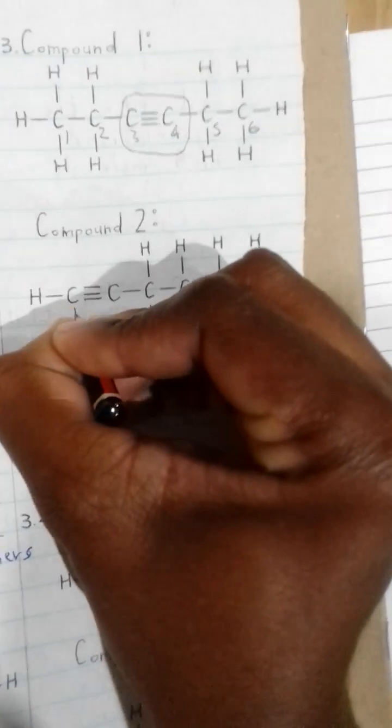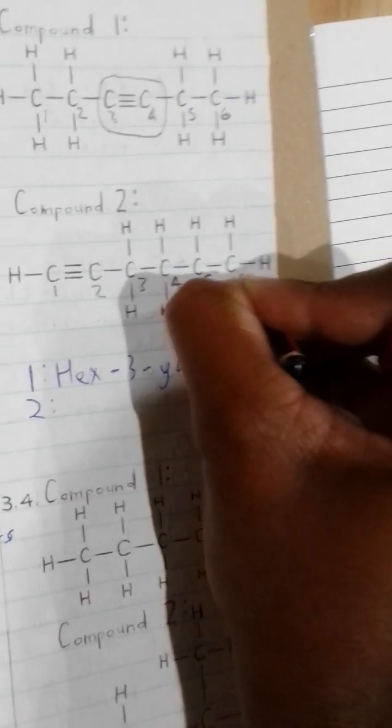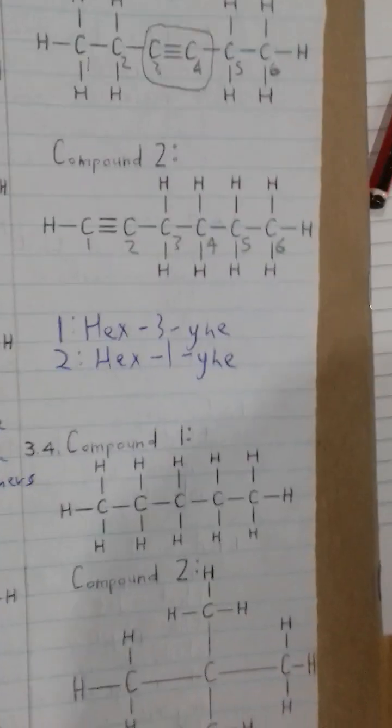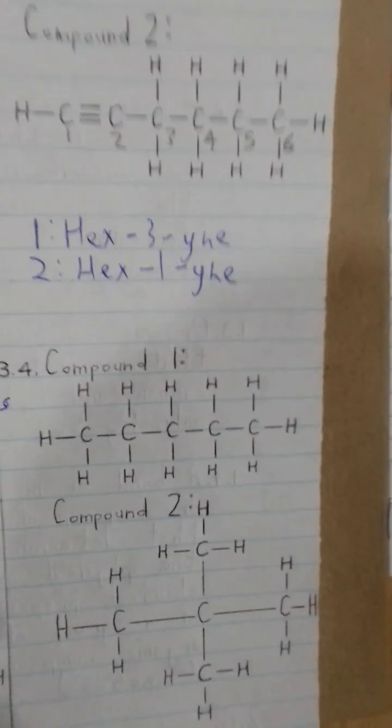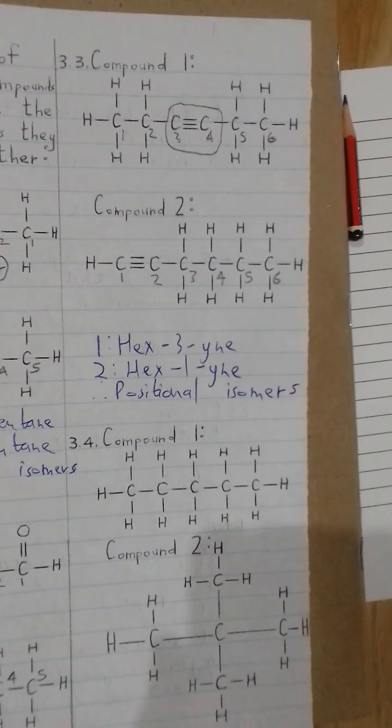Compound 2, triple carbon-carbon bond. We have to start here because this is the closest. 1, 2, 3, 4, 5, 6. So this is hex-1-yne or 1-hexyne. Okay. They are both alkynes. It's just the position of the triple bond. So these are positional isomers. I hope that makes sense and I hope that's clear.